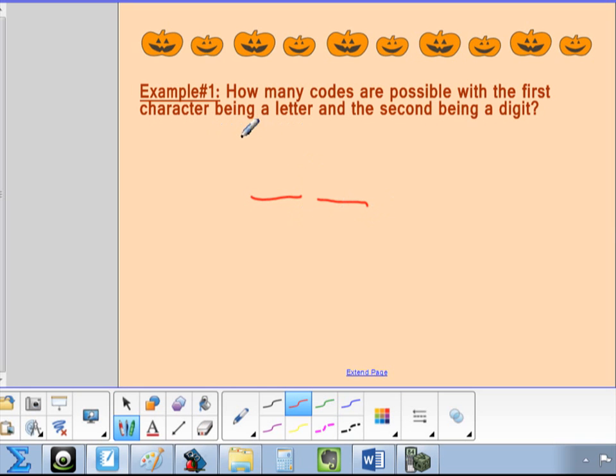So the first thing is a letter. So how many letters are there to choose from? Well, we just said there are 26 letters in the alphabet, so there are 26 choices for the letter. And then the second character is a digit. How many digits are possible? Any of the digits 0 through 9 are possible, so there are 10 possible digits. And the counting principle says that we simply multiply those 2 things together, and we get 260 possible codes with a letter followed by a digit.